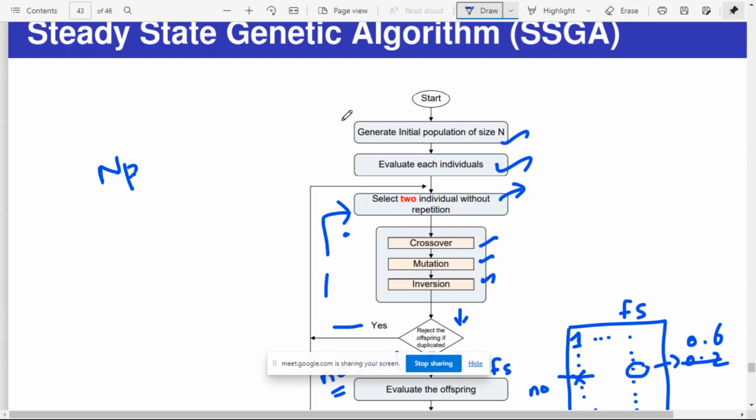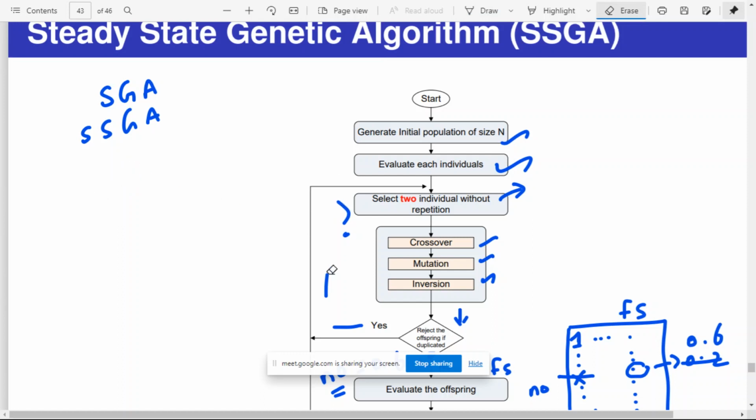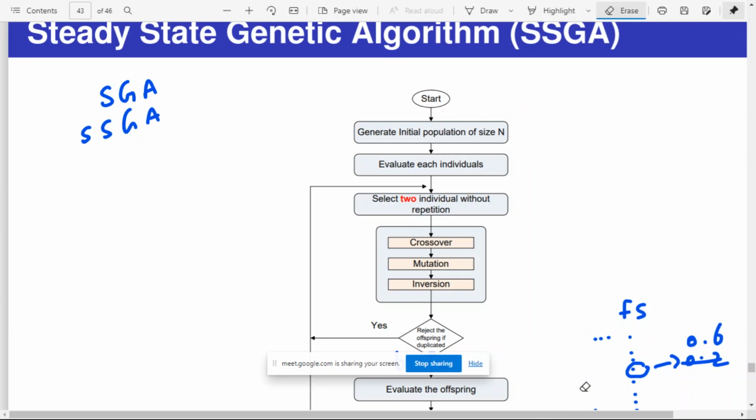So could someone tell what's the difference between SGA and SSGA? SGA is the simple genetic algorithm. SSGA is the steady state genetic algorithm. What's the difference between these two? In the flowchart, where is the main difference?